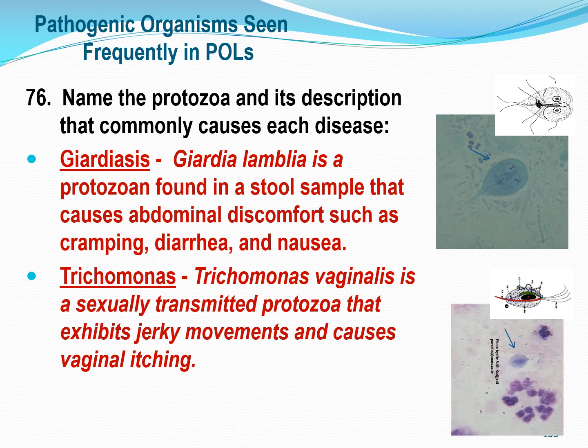Giardia lamblia is a protozoa found in the stool specimen that causes abdominal discomfort such as cramping, diarrhea, and nausea. We have Trichomonas vaginalis, a sexually transmitted protozoa that exhibits jerky movement and causes vaginal itching.